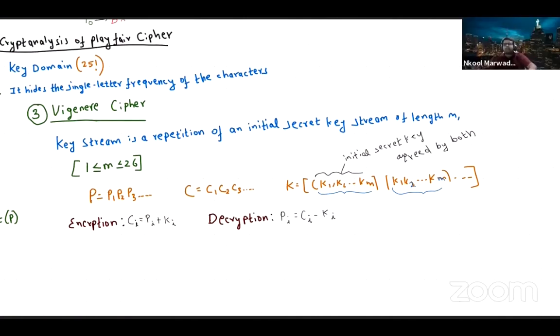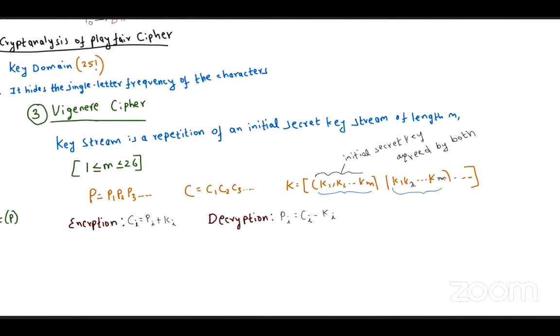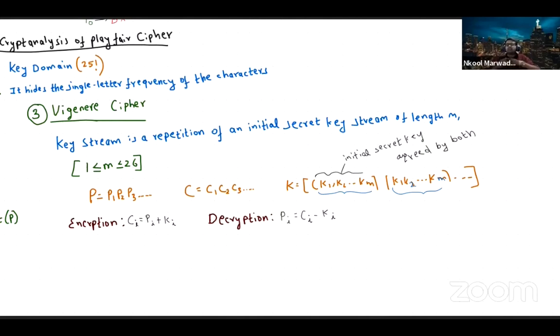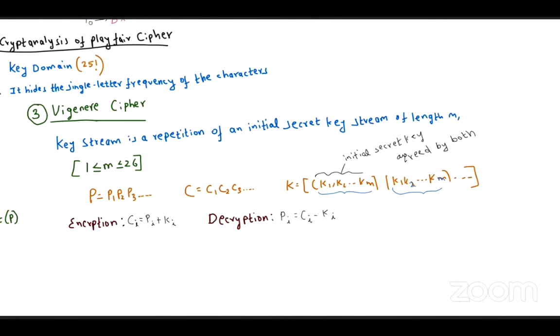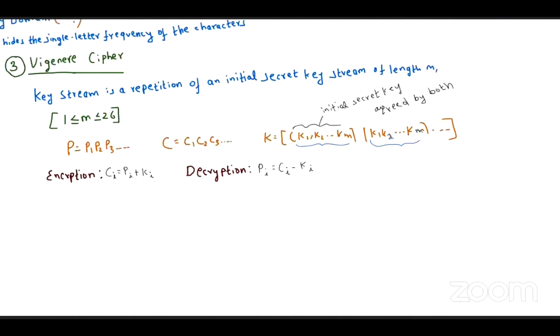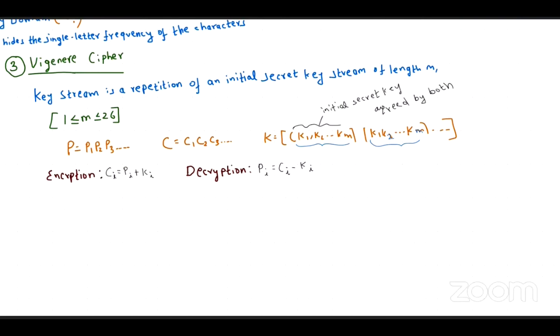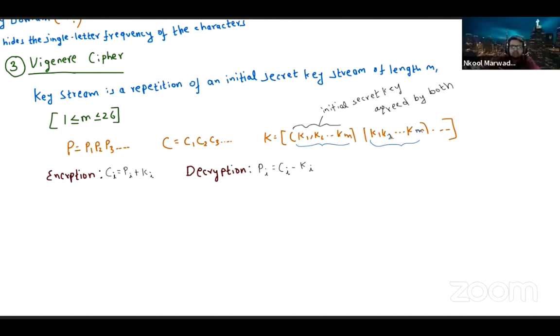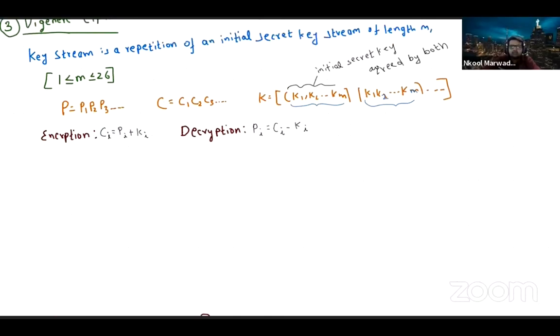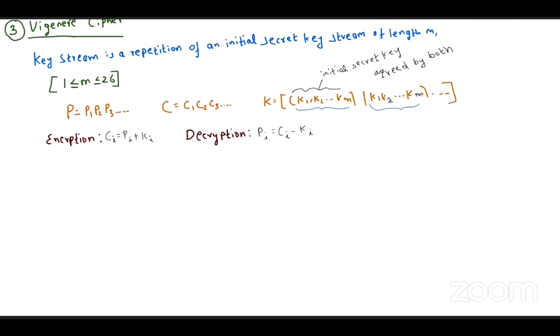And this makes it very interesting, because in autokey, what was the drawback? Only the first key was agreed, and the rest, K2 to Km, was basically the plain text itself. But here a key stream of length m is agreed and that is repeated, and hence predicting the key becomes difficult, so breaking the code is difficult. The key stream does not depend on the plain text character; it only depends on the position. They can decide any random key, and identifying that is very difficult.